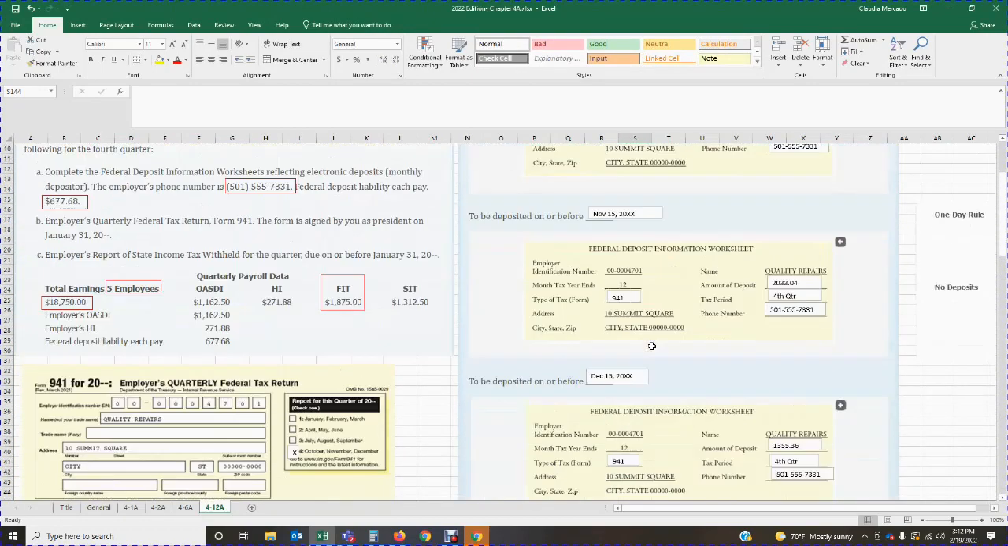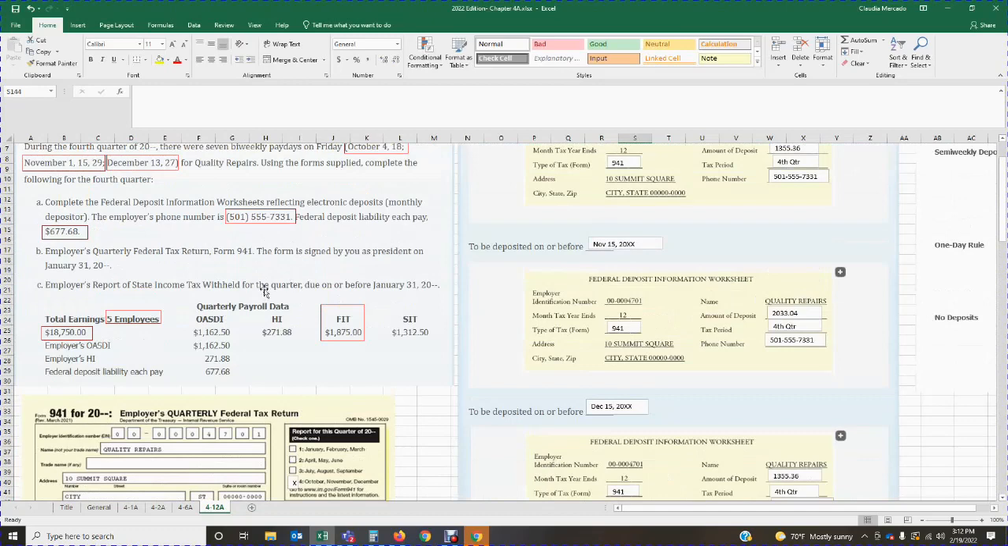Let's go back. Okay, so it says employer's report of state income, the employer's quarterly federal return, 941. The form is signed by you as president on January the 31st. That is provided to you in the problem. Now, that is the second part. That is the completion of form 941. It's an easy 941. All of the information is provided. You just have to do a simple calculation when calculating the adjustment. But everything is provided so you can perform those calculations.